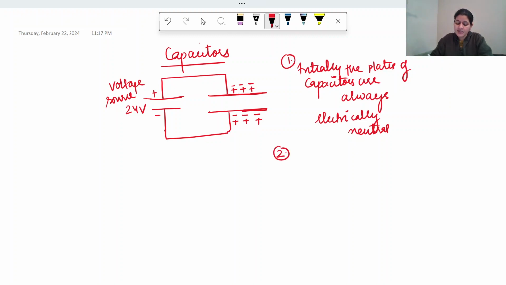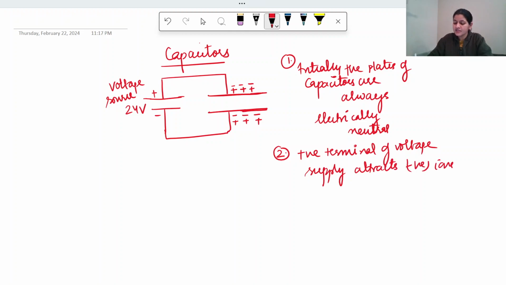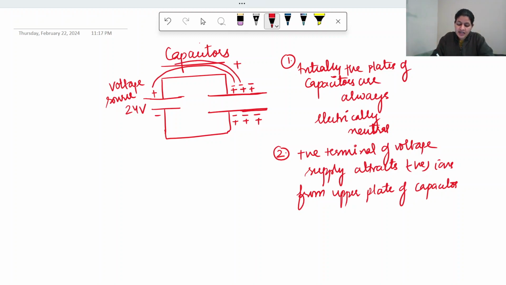The second step is the positive terminal of the voltage supply attracts negative ions from the upper plate of the capacitor. So one by one, first this will be attracted here, so only one positive is left. One positive is alone now, the negative is detached. The second negative is also attracted, now this positive is also free. Then this is also attracted, now this positive is also free.